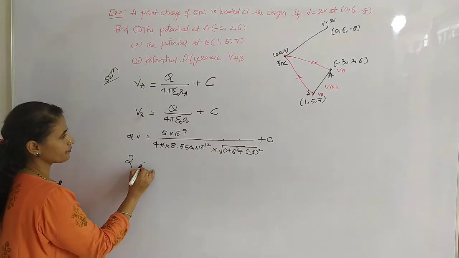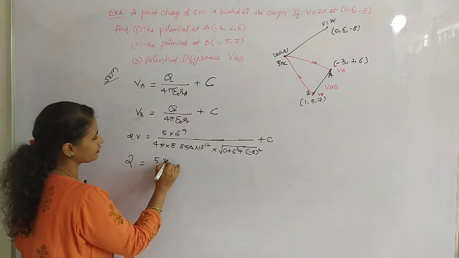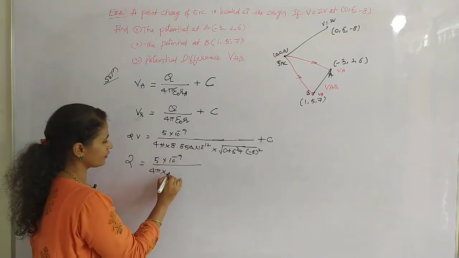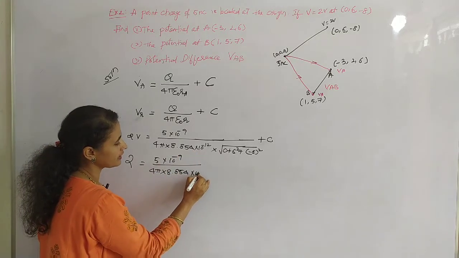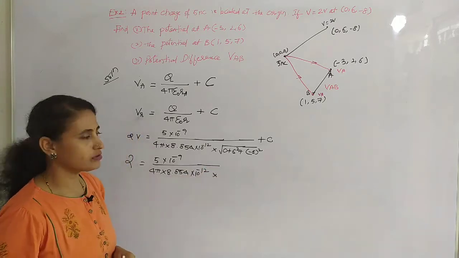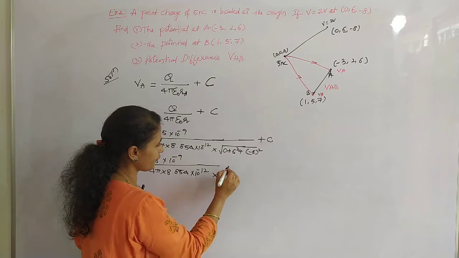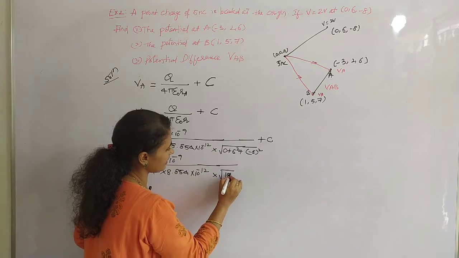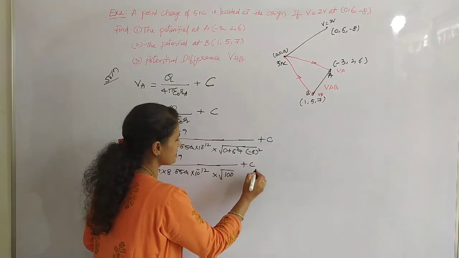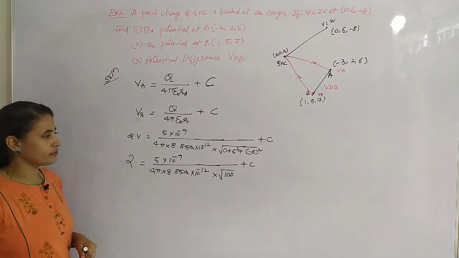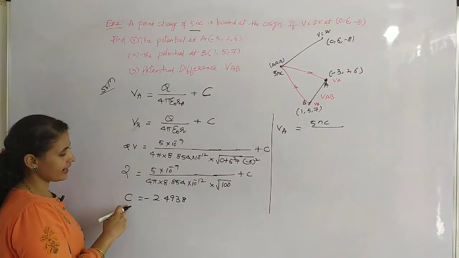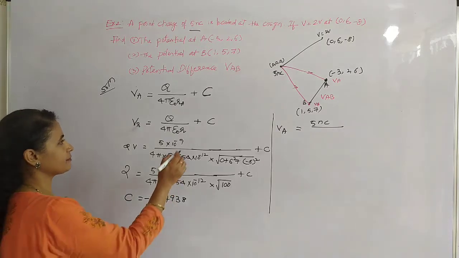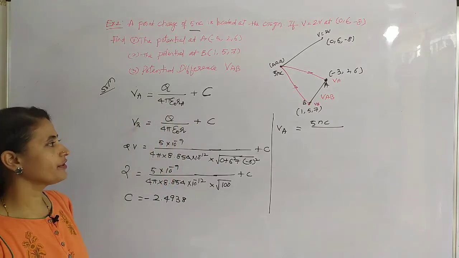So 2 equals 5 into 10 raised to minus 9 by 4 pi epsilon naught, with epsilon naught value 8.854 into 10 raised to minus 12, into the square root of 64 plus 36, which is 100, which is nothing but 10, plus C. Simplifying all these terms, we get C as minus 2.4938. Once we obtain the value of C, let us find the value of VA.